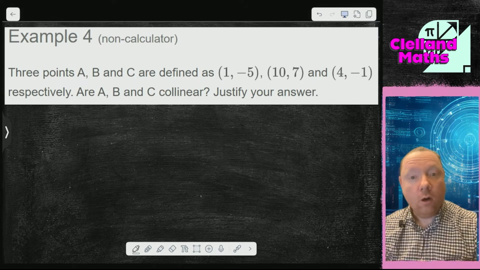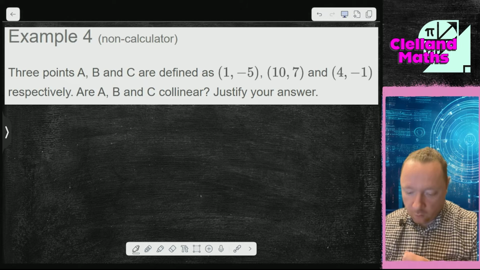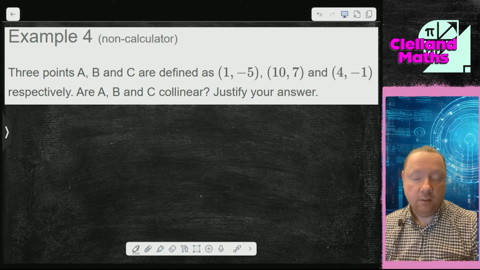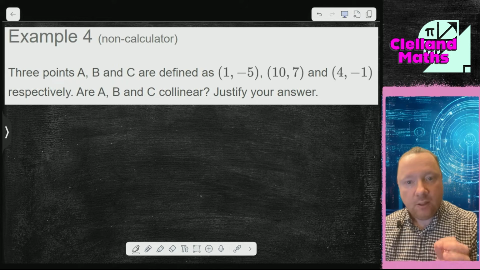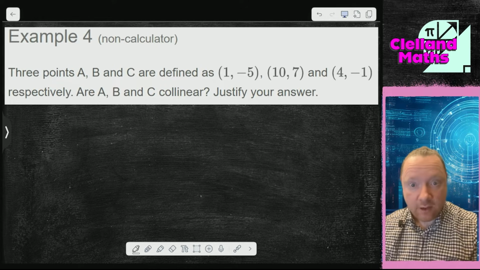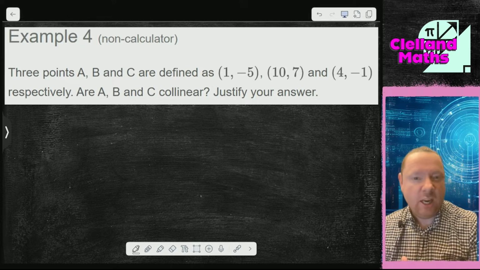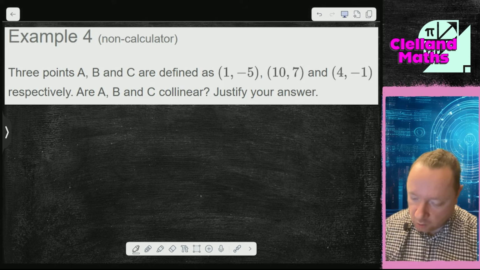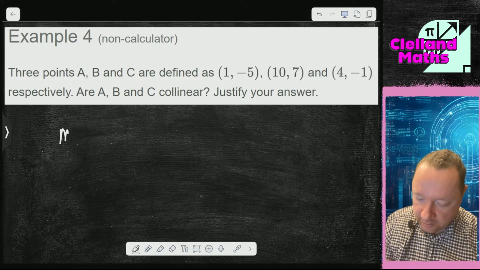Okay, here we are, example 4, collinearity. So three points A, B, and C are defined as given. Are they collinear? Now watch out for this one. You need to make sure the way you say this is on point. So we need to check if the gradients are the same first of all, and then we'll do our statement. So are they collinear? Well, let's check the gradient of A to B.